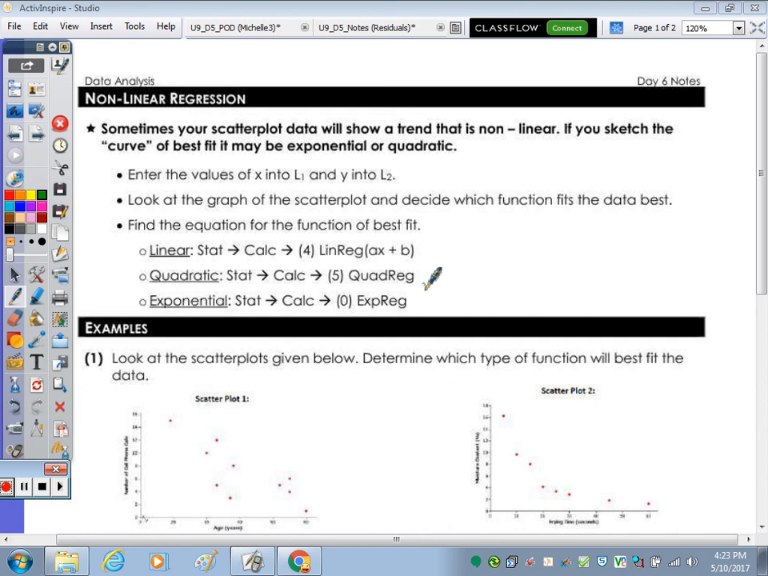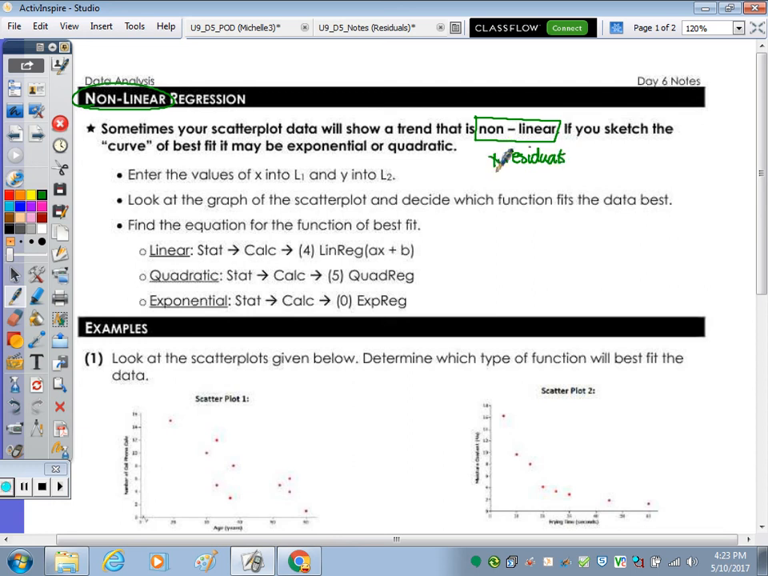In today's notes, we're going to be taking a look at non-linear regressions. And it says at the top, just reading, sometimes your scatter plot data will show a trend that is non-linear. If you sketch the curve of best fit, it may be exponential or quadratic. Last class, we took a look at residuals.